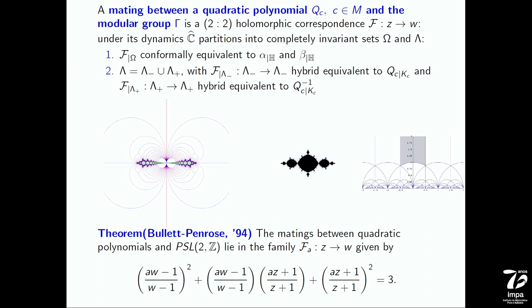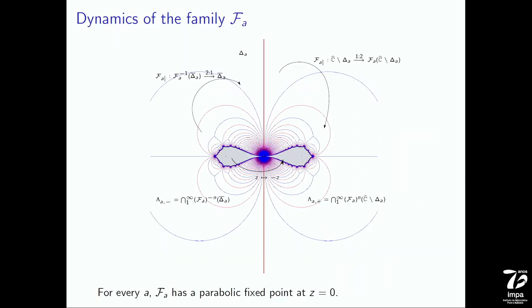Well, let me first tell you that by construction, each member of this family behaves in such a way that there is a fixed line, in this case the imaginary axis. We have a disk which is invariant by our correspondence, where our correspondence acts like a 1-2 map. And on the complement, our correspondence acts like a 2-1 map.